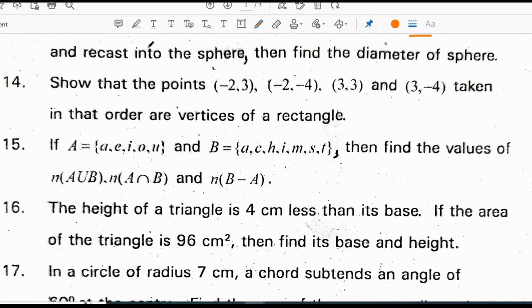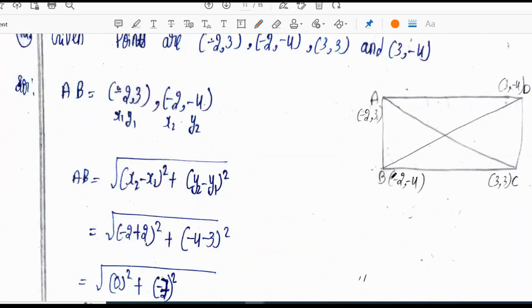Moving to the 14th question: show that the points (-2, 3), (-2, 4), (3, 3), (3, -4) taken in order are the vertices of a rectangle. So A, B, C, D is given. First we will find the distance AB. We need to use the distance formula 6 times, first for all the sides, then the diagonals. If opposite sides are equal and diagonals are also equal, then these form the vertices of a rectangle.